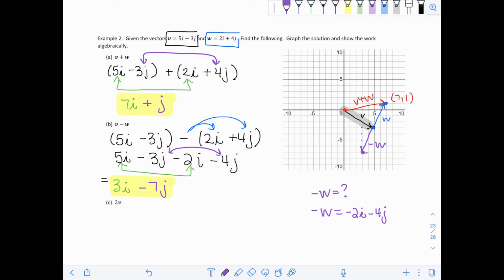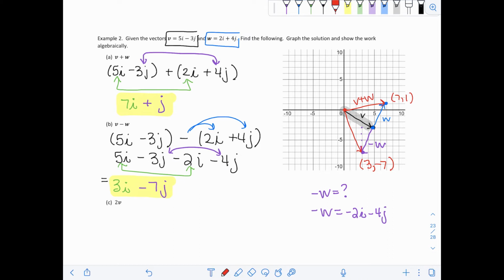So the final answer, though, would be starting at 0, 0 and ending right there. And right there happens to be the point, if we look here, 3, negative 7, which is exactly the answer we got when we did it algebraically. So 3i plus 7j. The last thing we're doing is something called scalar multiplication.